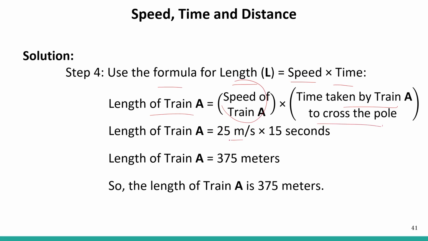Okay. So it is 25 meter per second into 15, that will be 375 meters. Okay. So the length of train A is 375 meters.